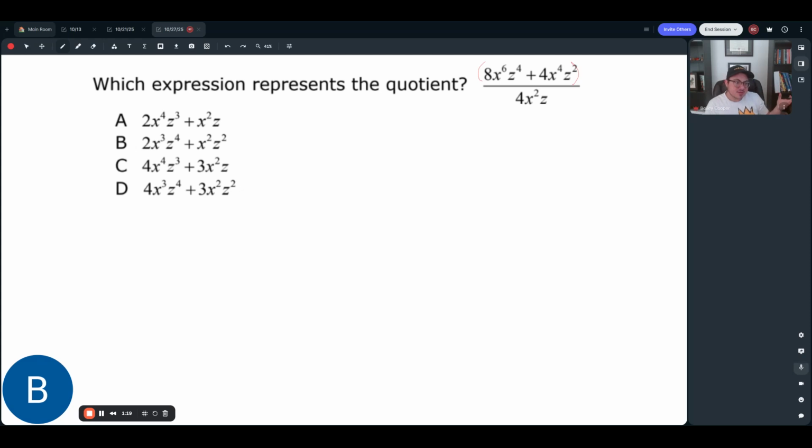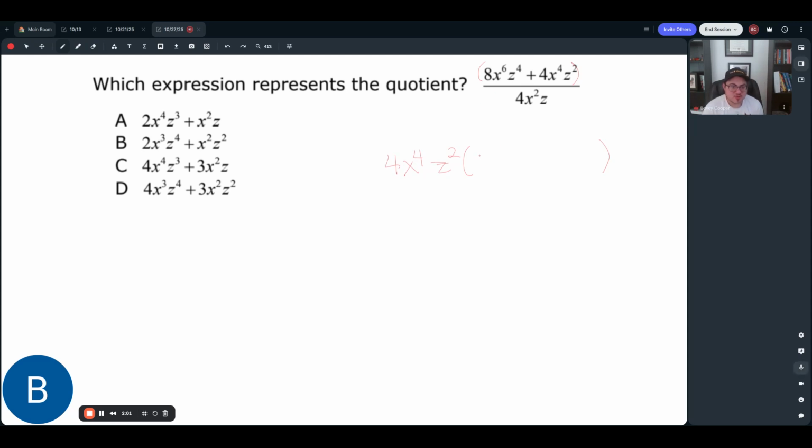The next step is to factor out, using greatest common factor, anything that we can factor out of both of those terms. It looks like with 8 and 4, we can factor a 4 out. In terms of the x's, we have x to the 6th and x to the 4th, so the biggest x that we can factor out is an x to the 4th. In terms of z, we have a z to the 4th and a z squared, so we can factor out a z squared. And factoring out is just division. It's undistributing, is another way to think about it.